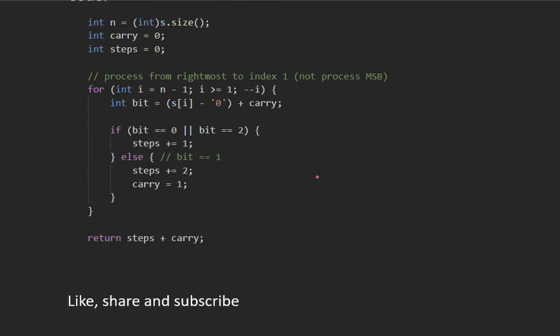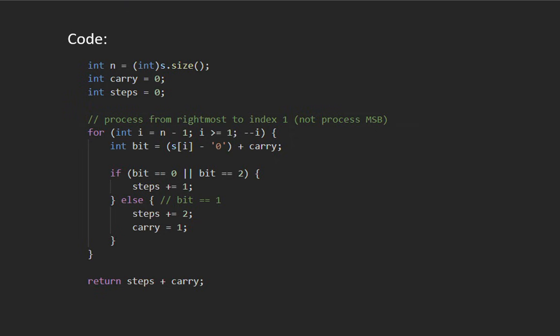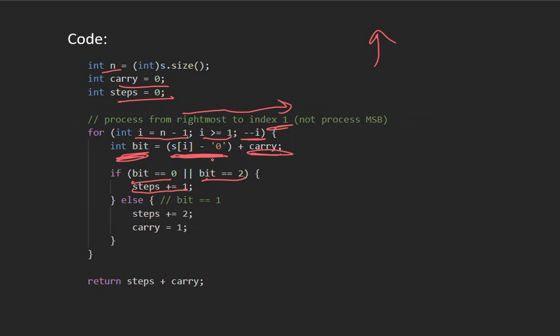So let's see the code part. In code, we are finding the size, carry is equal to 0 and initially steps is 0, and then we are processing from right to index 1, right? I is equal to n minus 1, I is greater than or equal to 1, and we are decrementing the index. Then we are finding our bits, converting the value of the string to an integer and then adding carry to it. Now if bits is equal to 0 or bits is equal to 2, as we have discussed above, then we have to increase the steps by 1.